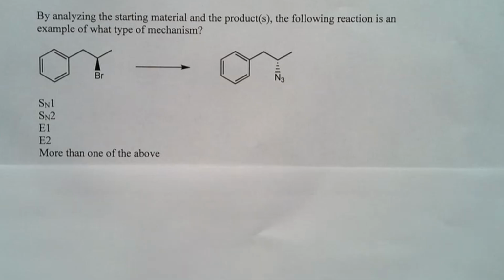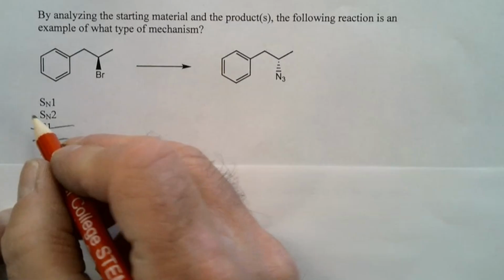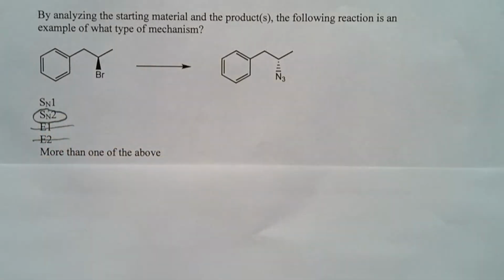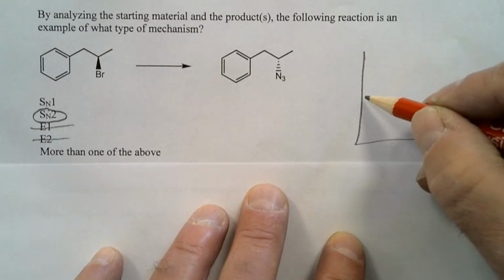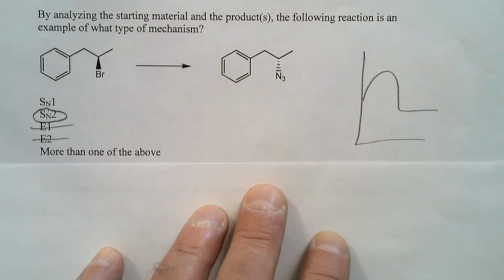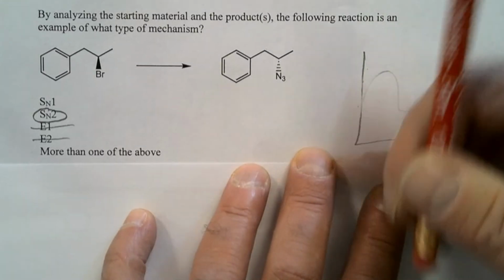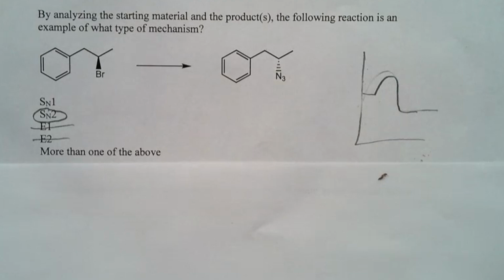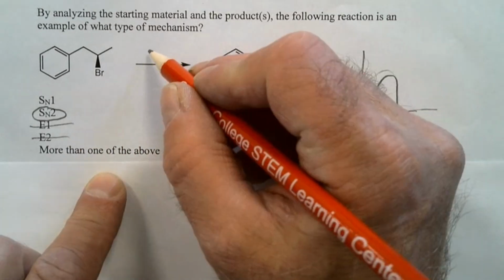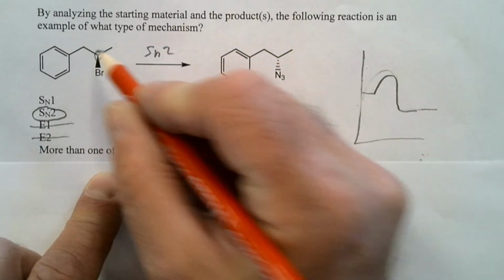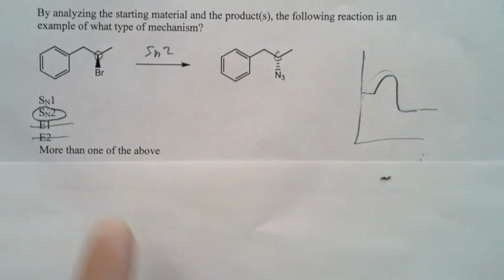By analyzing the starting material and the products, the following reaction is an example of what type? Begins with the letter S. Why do we know it's Sn2? Well, I could say draw an energy diagram for that. That's an awful looking energy diagram. Didn't leave any room for my reactants. My favorite topic, stereochemistry. What's going on with the stereochemistry? It's on the opposite side. So this has got to be Sn2 because of the inversion of that stereocenter.